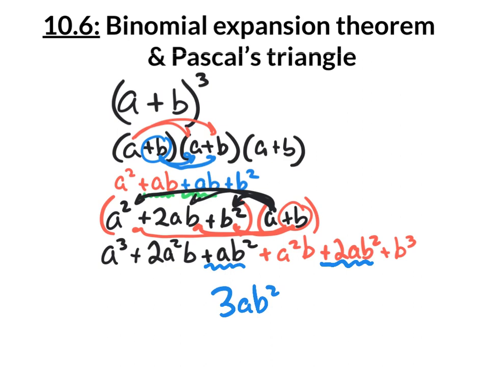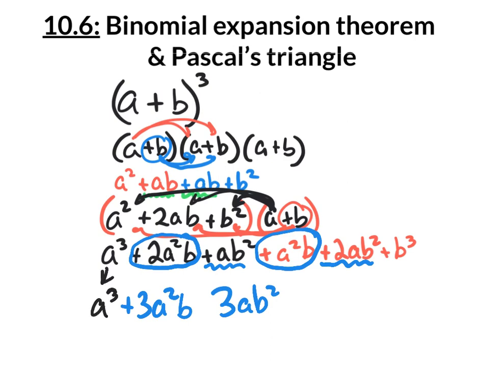What else do we have? Oh yeah, we also have this positive 2a squared b with this positive a squared b. So that would be positive 3a squared b. You just combine them. Nothing else combines, so let's bring down the a to the third in the front and bring down the plus b to the third at the end. Okay, ladies and gentlemen, this is our answer right here when we expand this binomial to the third power.